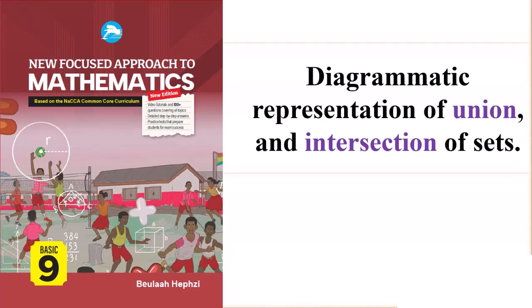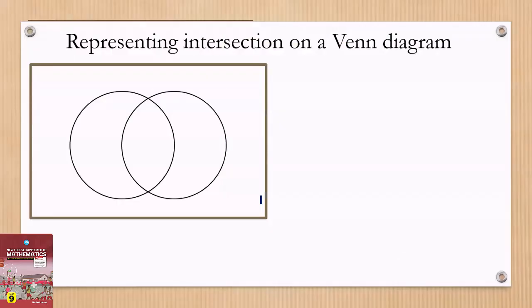This is the revised edition, and in this lesson, we want to learn how to use diagrams to represent union of sets and intersection of sets. So, we want to learn how to represent sets, both intersection and union, using diagrams. The first example we have here is how do we represent intersection on a Venn diagram? How do you shade the portion to represent an intersection?